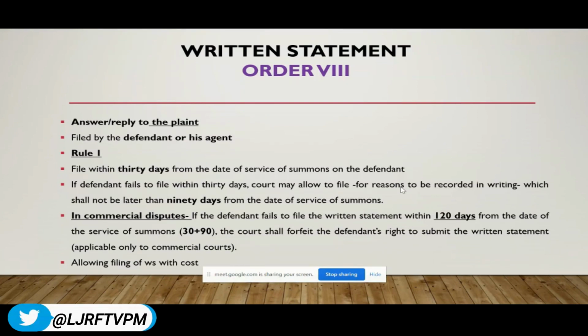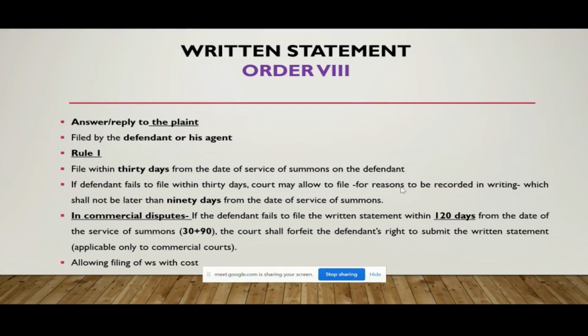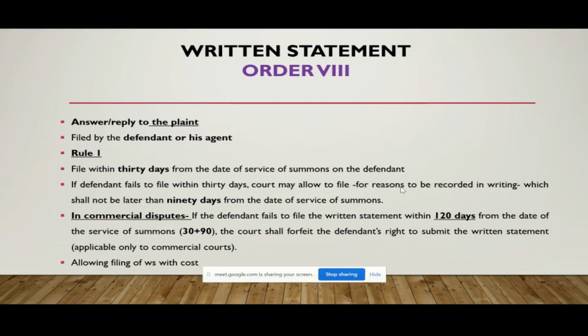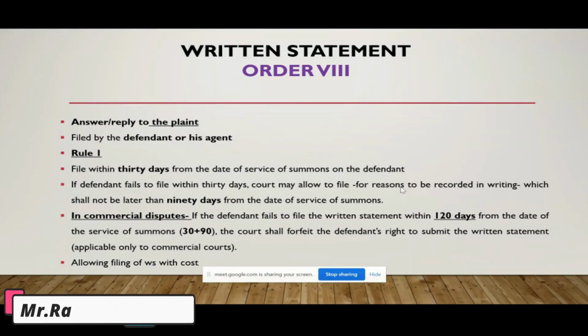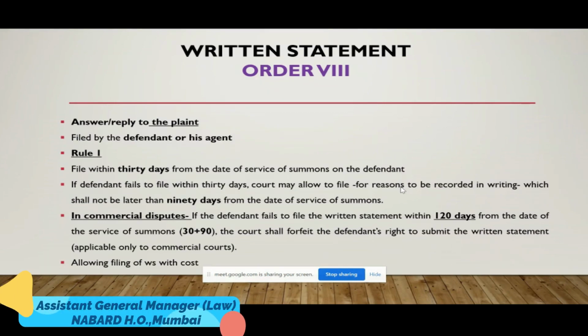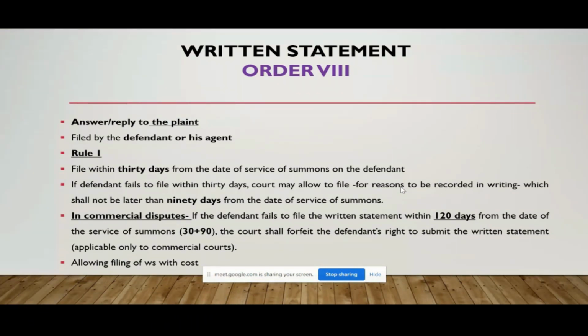After that, it says, in the case of commercial courts or in the case of a commercial dispute, the defendant, if he fails to file within 30 days, 120 days can be given, the total time period. In other cases, it is 90 days, as I told, but in the case of commercial disputes or in the case of commercial courts, it will be 120 days. Okay, that is the maximum time period allowed.